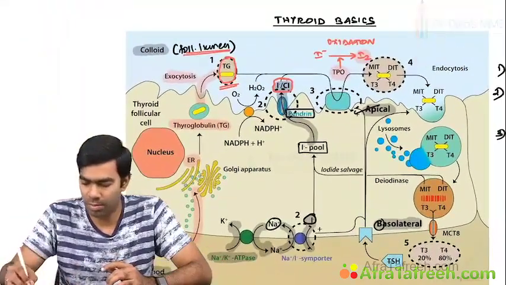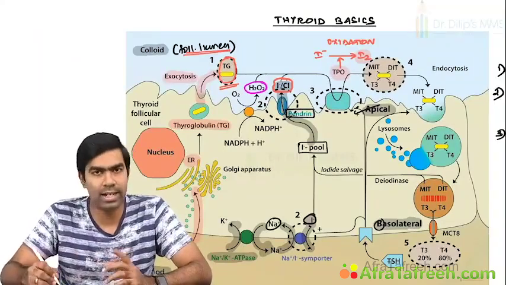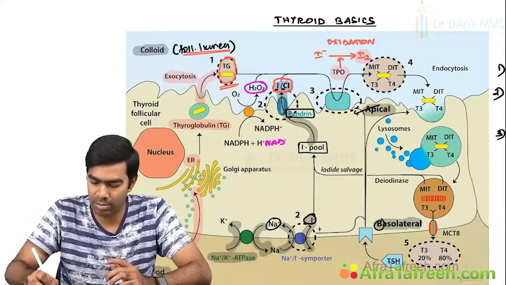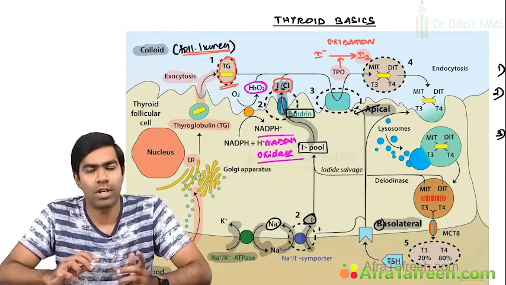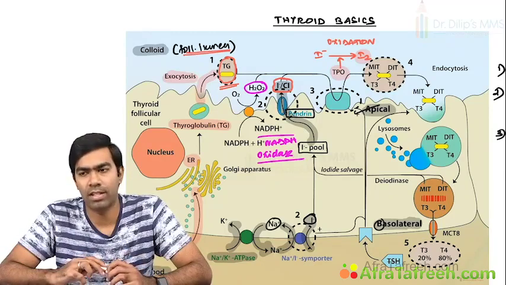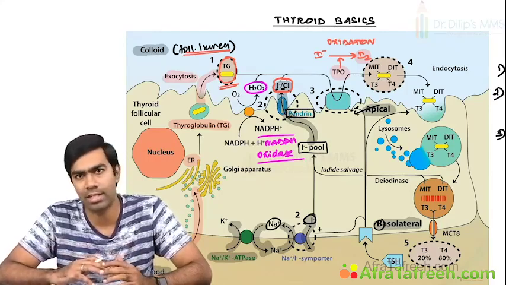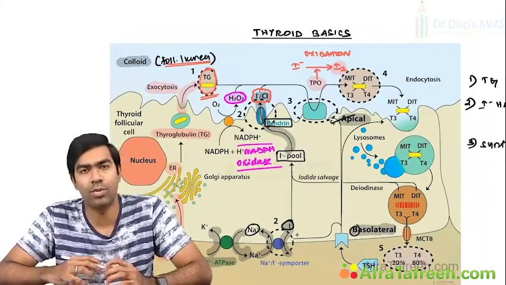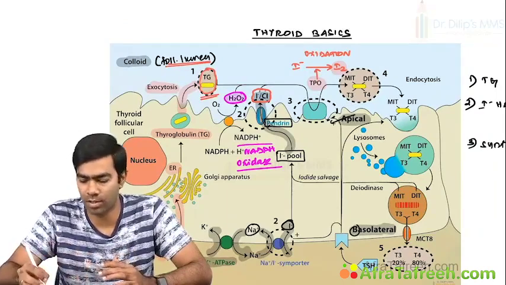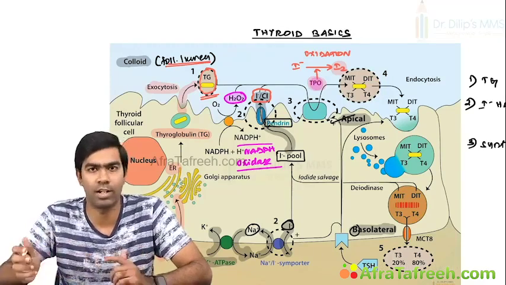For this oxidation to happen, you need hydrogen peroxide, and to form this hydrogen peroxide, you need another enzyme called NADPH oxidase. Obviously, you have studied this enzyme in the hematology section, where in the basics of cellular mechanisms of innate immunity, I discussed the respiratory burst and the NADPH oxidase enzyme as well. It produces this H2O2, and the hydrogen peroxide is utilized by thyroid peroxidase for the oxidation process, converting iodide to iodine.